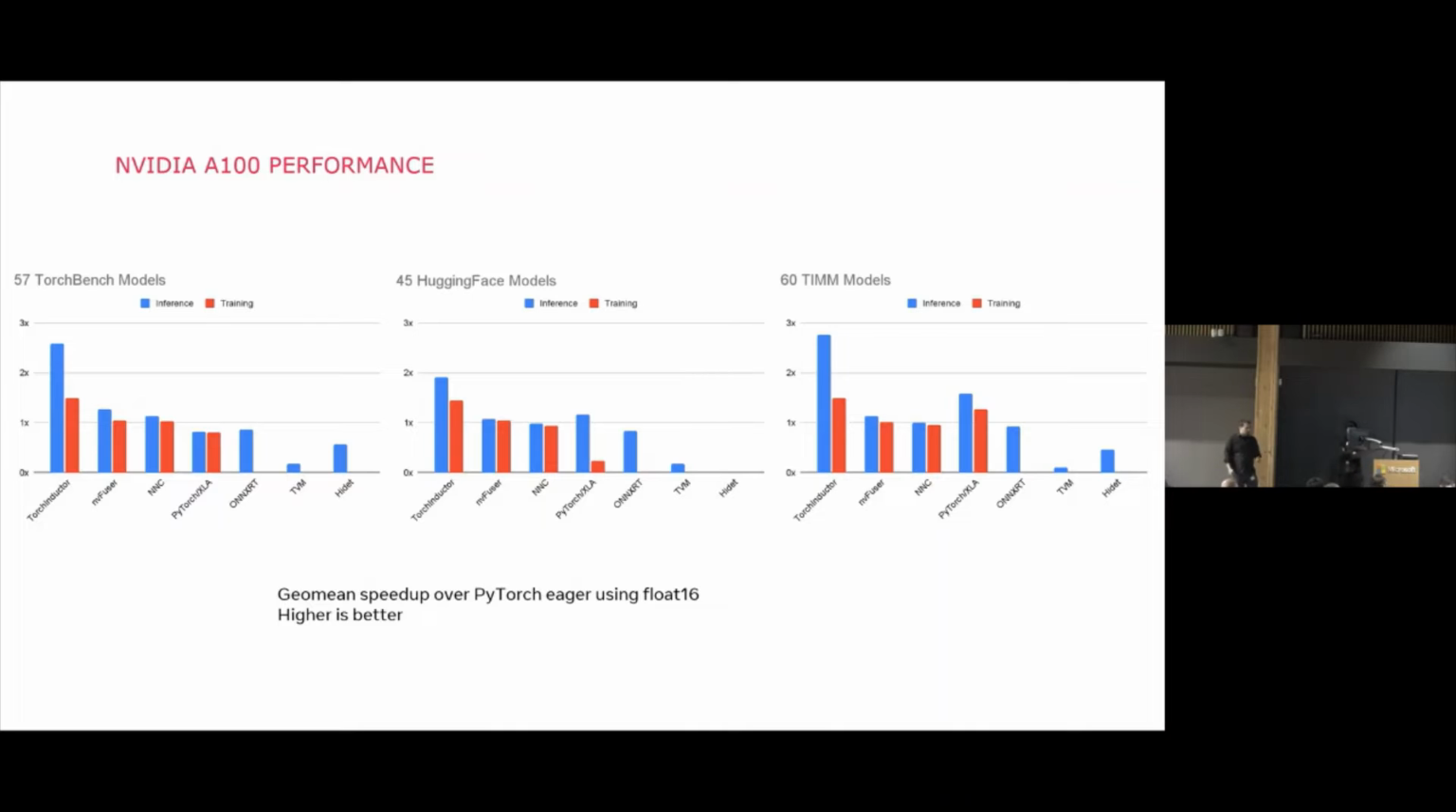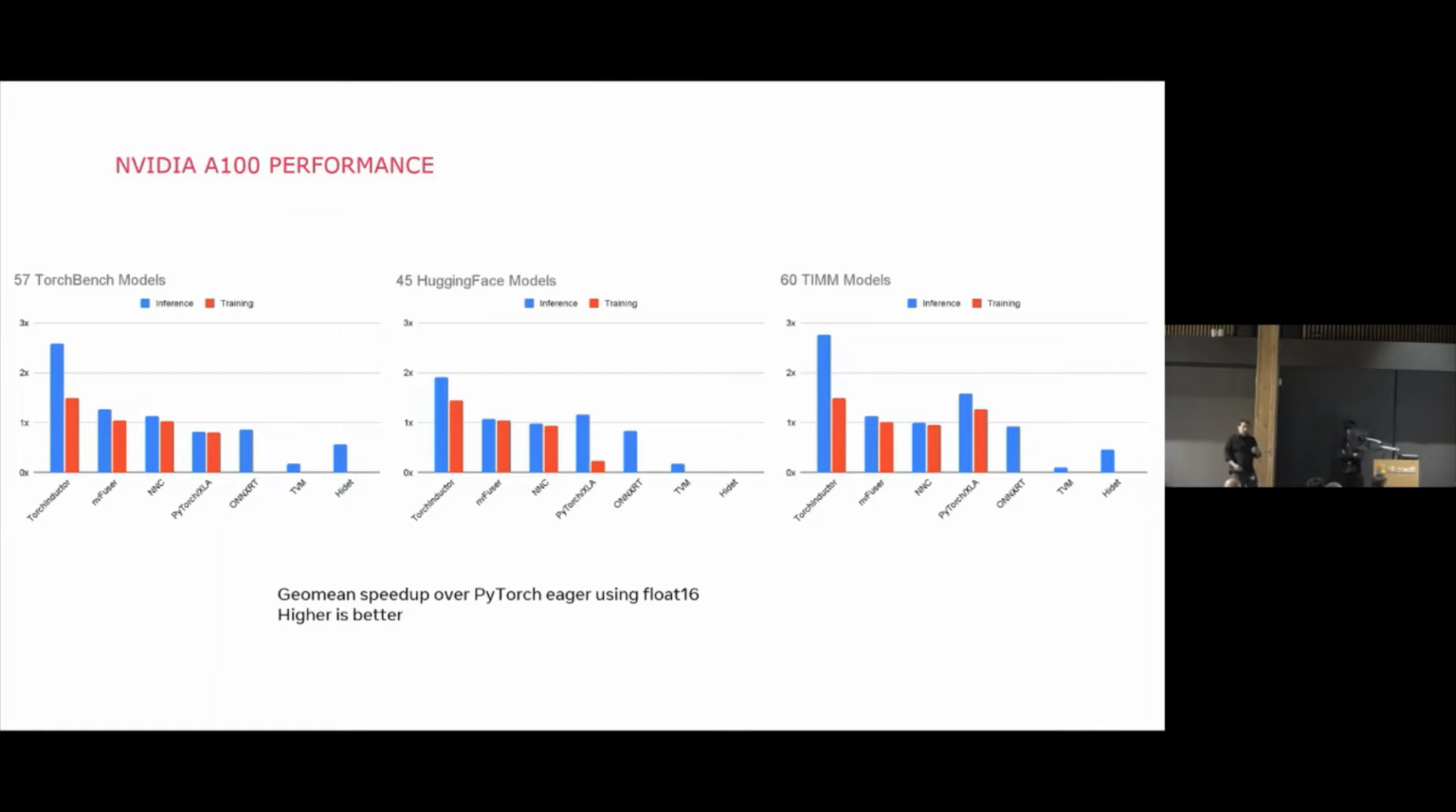So here's some performance results. These performance results are speedups over eager mode PyTorch. So 1x here represents going the same speed as eager PyTorch, and we have three different benchmark suites.